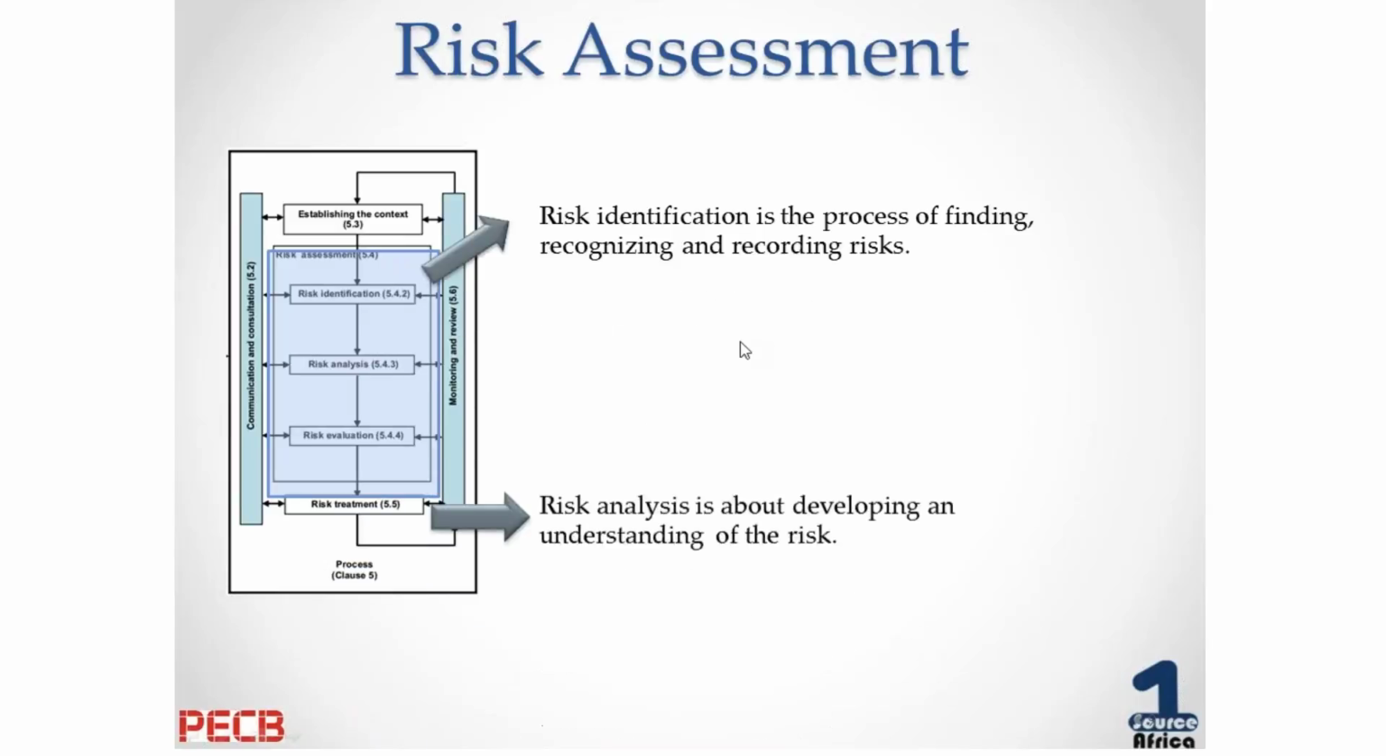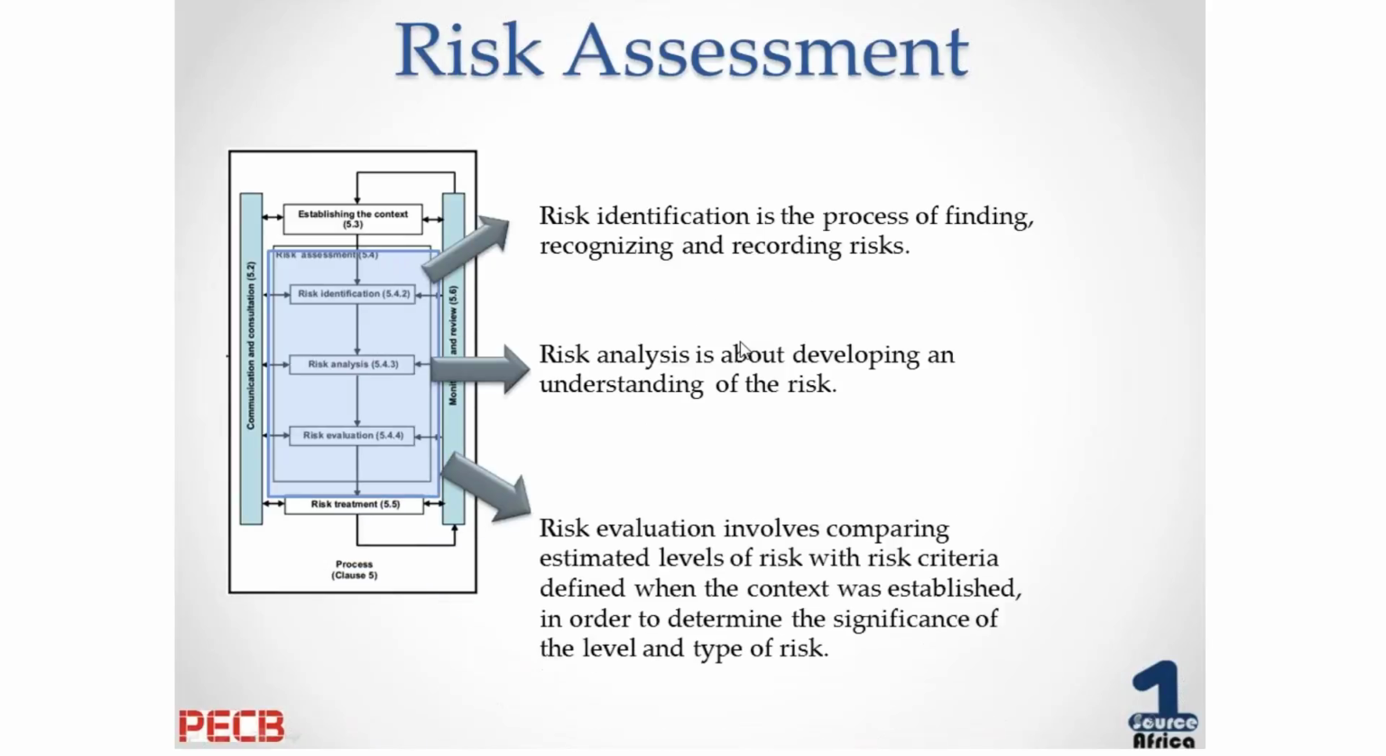Now, if we have a look at the process according to ISO 31000, it actually has 3 steps in it within risk assessment. The first one being the risk identification, which is the process of finding, recognizing, and recording risks. And this really is to articulate the risk, not necessarily understanding it, but putting it forward, getting it onto a register of sorts.